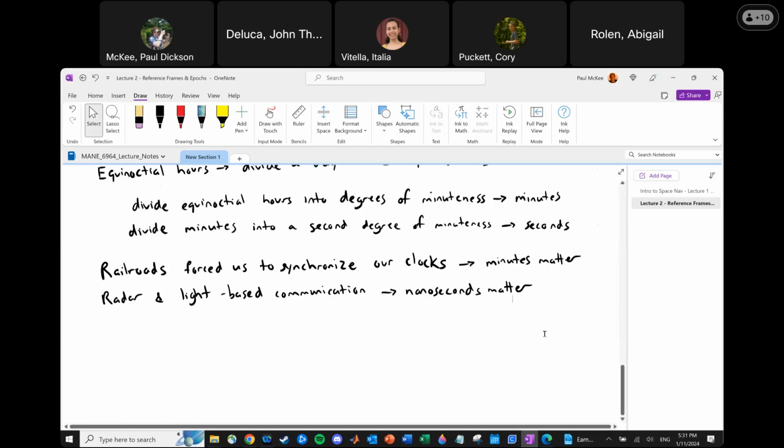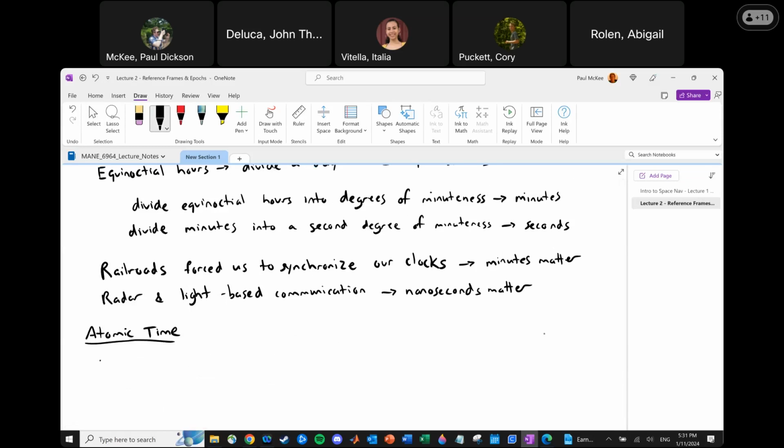Might seem like a bit of a tangent, but we're going to get into the first official way of defining time, kind of the way that it is now, which is called atomic time. And Abby already grabbed this one from me. So it used to be that 1 second is 1/60th of 1/60th of 1/24th of 1 day.